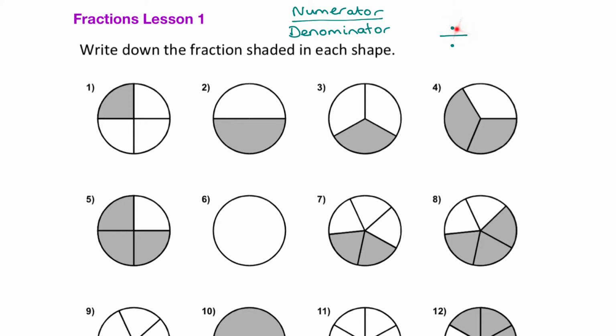Okay, so we're just going to work our way through a few of these. In the first one, if we have a look, we've got 1, 2, 3, 4 equal pieces there. So that means that the number on the bottom of the fraction, in the denominator, is going to be 4. And we've got one of them shaded, so it's a 1 on the top. And remember, 1 over 4, we say it as a quarter.